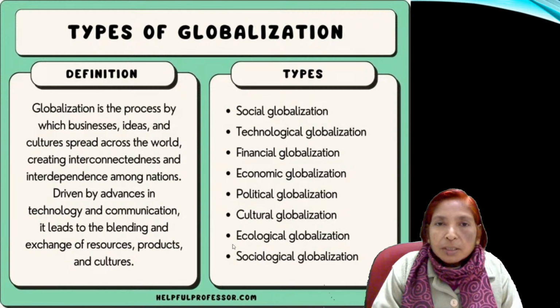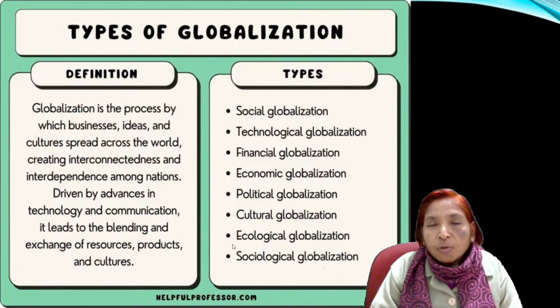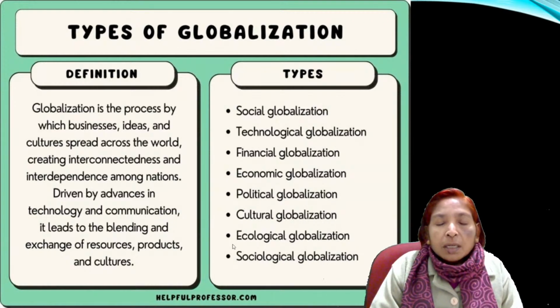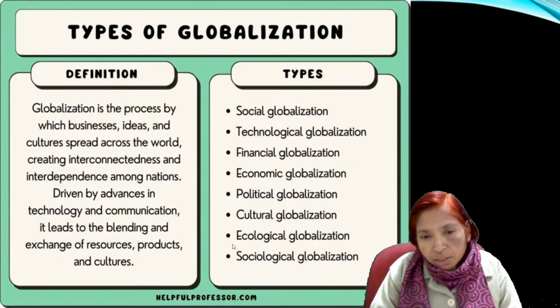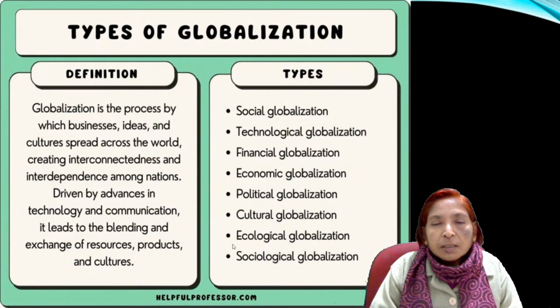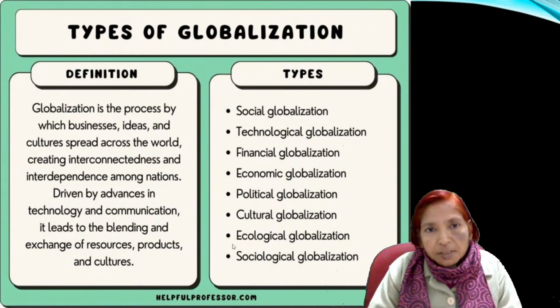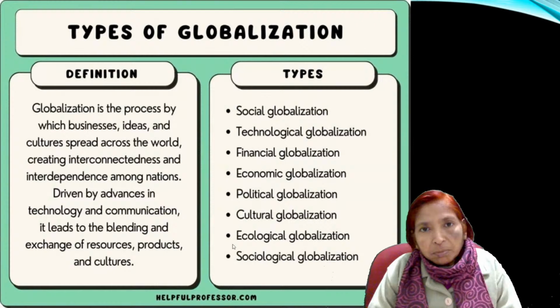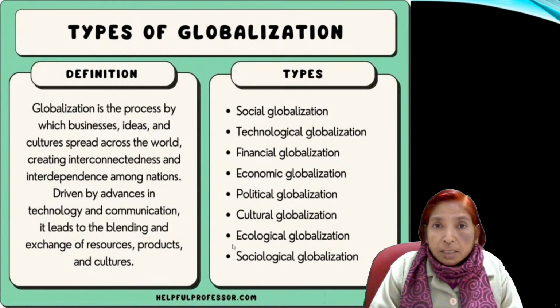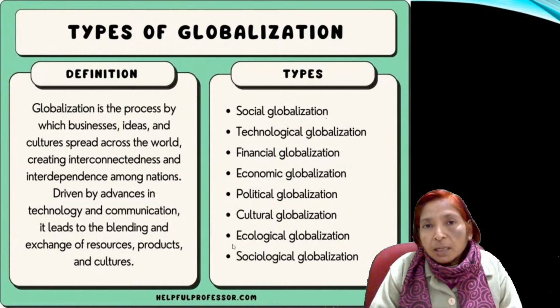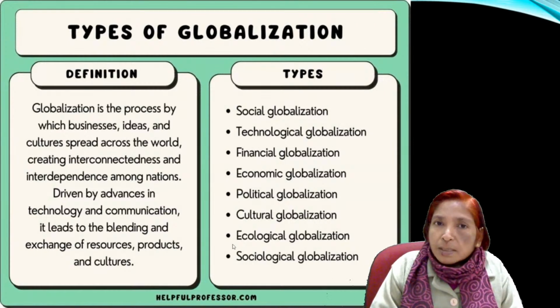Next is financial globalization, in which financial flow is possible from one country to another country. And economic globalization means where trade and the flow of goods and services is easily possible from one nation to another nation. Political globalization means where political ideas, thoughts, and beliefs can be easily transferred from one country to another country. Cultural globalization means where the culture of one country can move to another country. That is called cultural globalization.